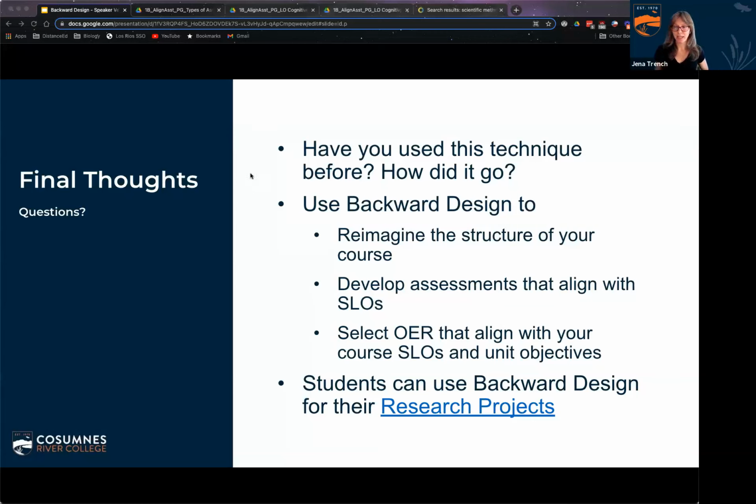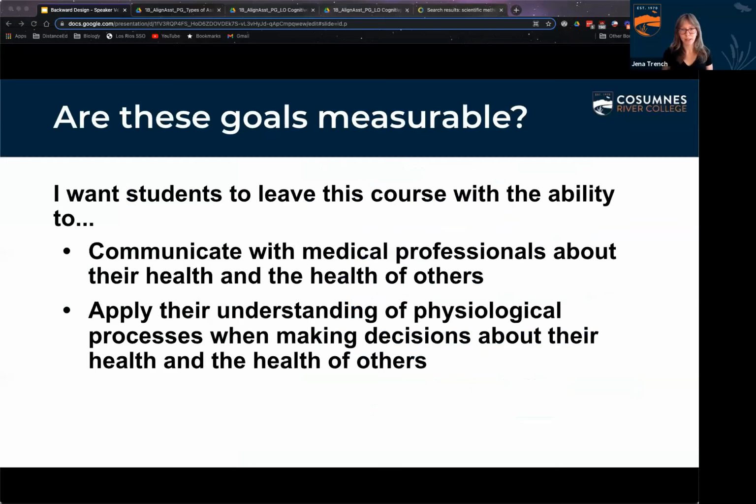Would be interested in seeing an example of an actual objective and activity or an assignment to achieve that objective. Sure, you know what I can do is I can go to this slide here, and we can talk a little bit about how I would assess these objectives or these outcomes.